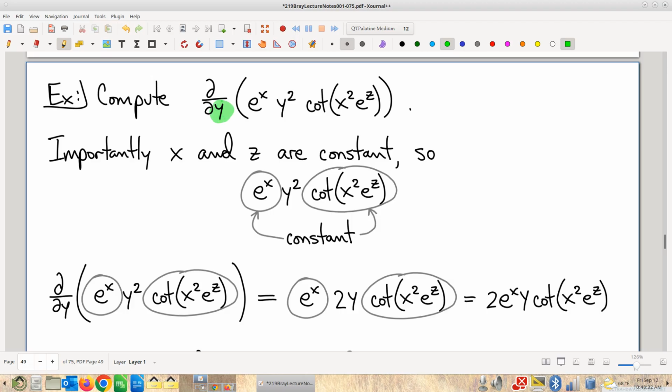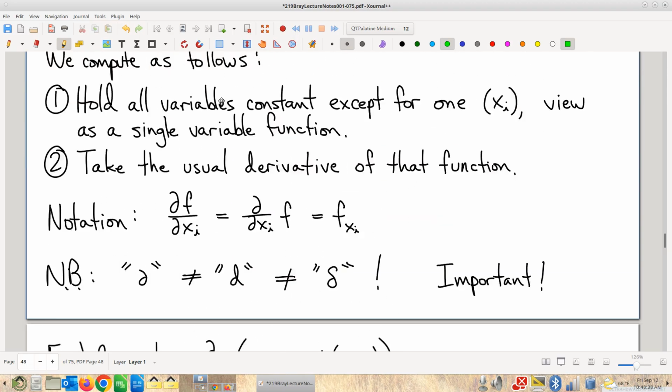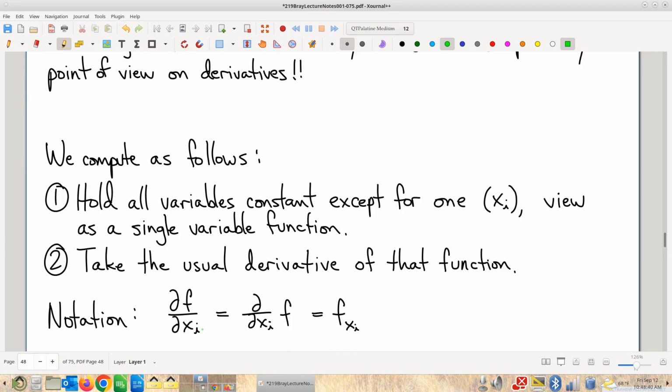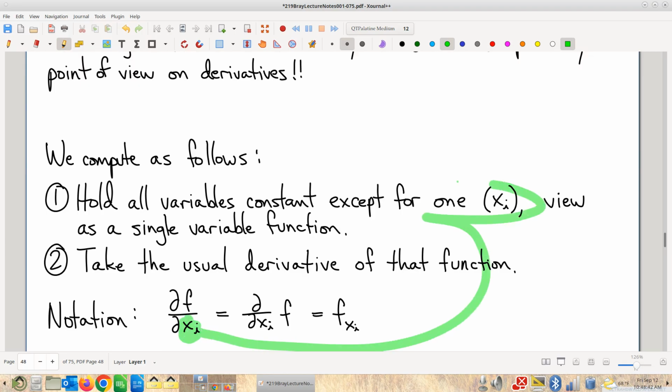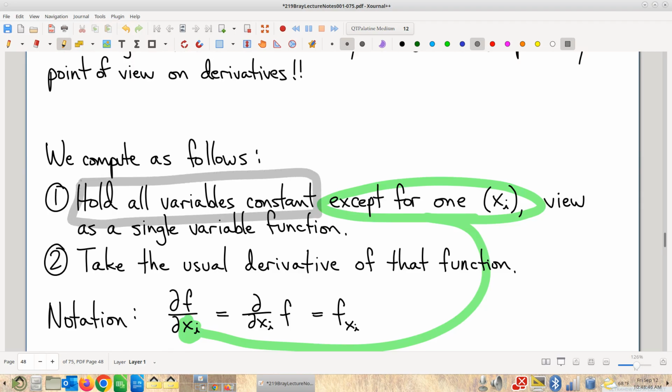Let me show you how easy it is to compute partial derivatives. It's super easy. The big point is to remember that whichever one you're taking the partial with respect to, you treat as a variable, and all of the other variables, you treat them as constants. They act like constants because that's what we're doing with partial derivatives. Meaningless or not, to be determined, but that's how we compute partial derivatives.